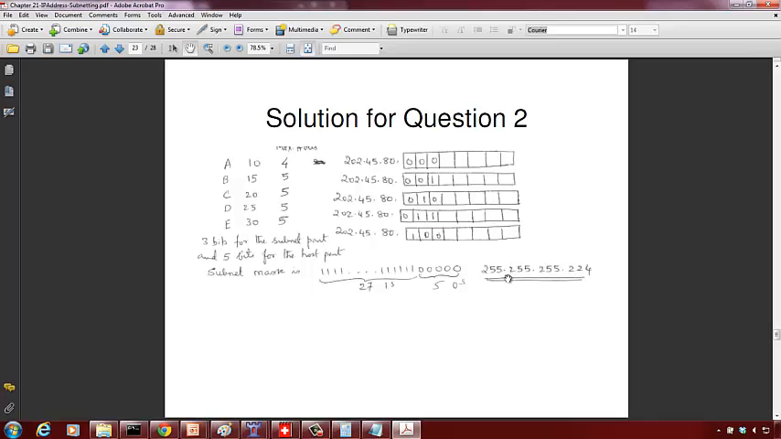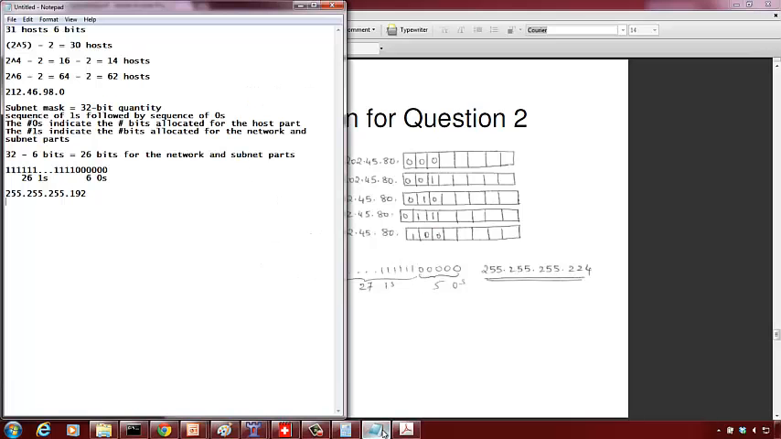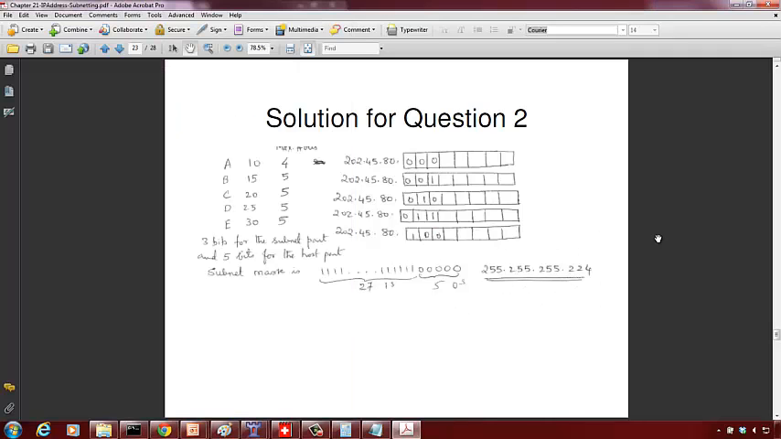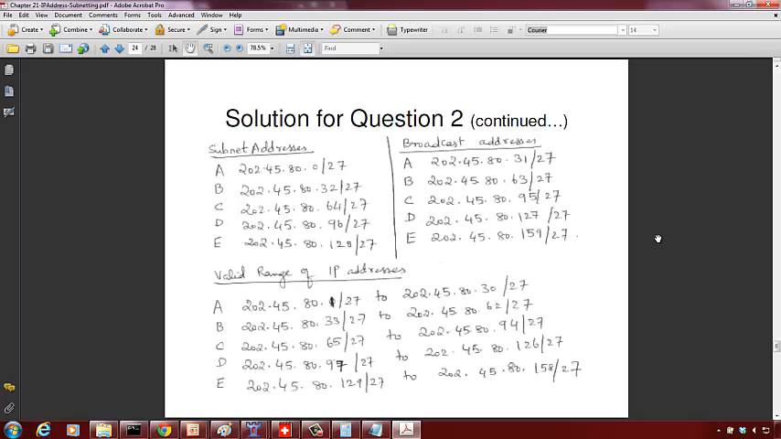So if you translate that into dotted decimal form, it's going to be 255.255.255 for the first 24 ones, followed by 3 ones and 5 zeros. So 3 ones and 5 zeros is going to be 128 plus 64 plus 32, that is 224. So that's going to be the dotted decimal version of your subnet mask.